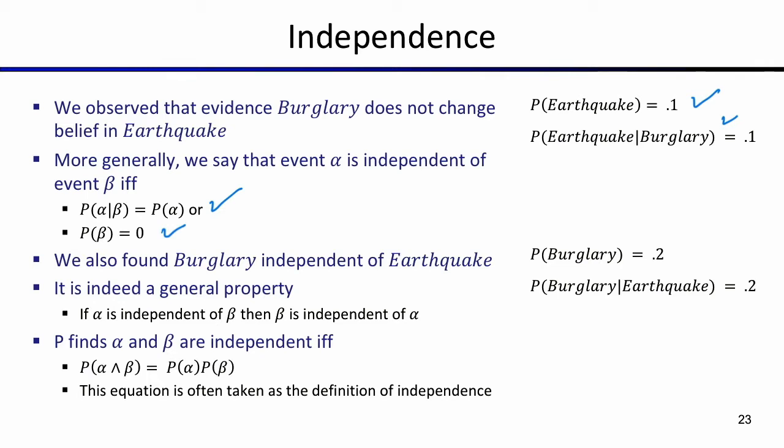We also found the opposite, right? We found that burglary was independent of earthquake because we computed the probability of burglary and it was 0.2. And we computed the probability of burglary given earthquake and it was also 0.2. And it did not happen by chance because this is a general property. If an event alpha is independent of an event beta, then beta is also independent of alpha. And we write it like this: alpha is independent of beta, and beta is independent of alpha.